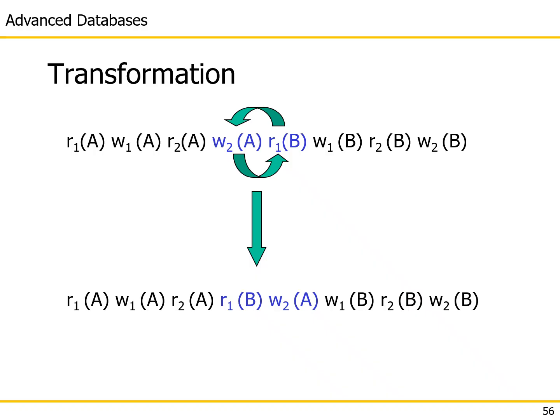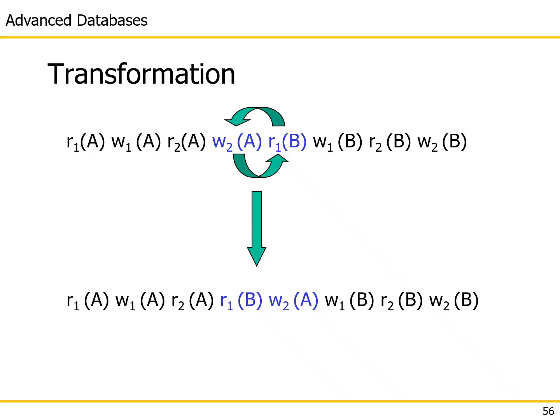Like the example I have here, transaction 2 is writing A and transaction 1 is reading B. They're completely unrelated. These are non-conflicting steps, so I can swap them. When I swap them, I have now transaction 1 reading B first and then transaction 2 writing A. So this is an example of a swap. They have to be adjacent in order to do the swap. It's almost like bubble sort, if you remember from CS3.